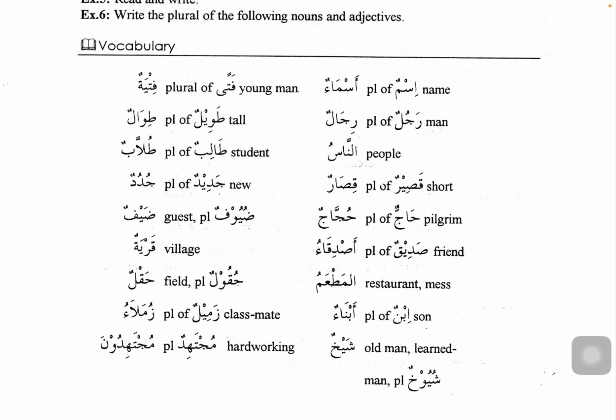Zamilun, classmate, zumala'u, classmates or colleagues. Shaykhun is an old man, or it could also be a learned man. Shuyukhun is the plural. Muhandisun, engineer, or mujtahidun, hardworking. Mujtahiduna is the plural. So we'll end here, inshallah.